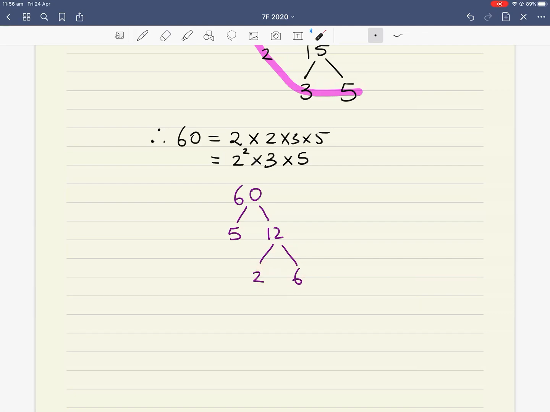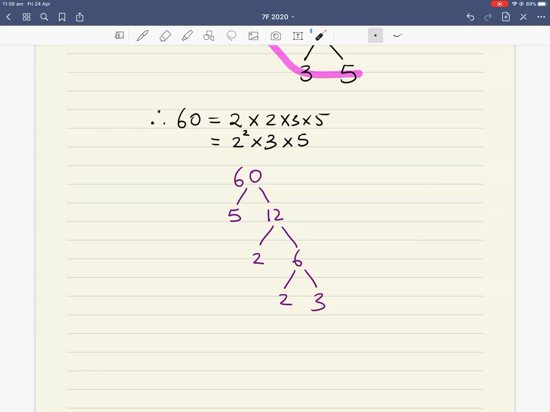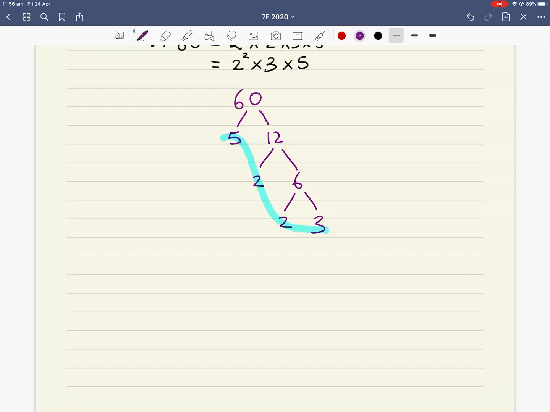So then you ask yourself, are the two numbers I wrote down prime? Is 2 prime? Yes. So stop, leave it with a 2. Is 6 prime? No, 6 is even. I can keep splitting 6 up. What two numbers multiply to become 6? Well, 2 times 3 is 6. So is 2 prime? Yes. Is 3 prime? Yes. So every number there is prime and you've stopped. So then you look at your final branching numbers. So it's 5, 2, 2, and 3 because these numbers don't branch out anymore.